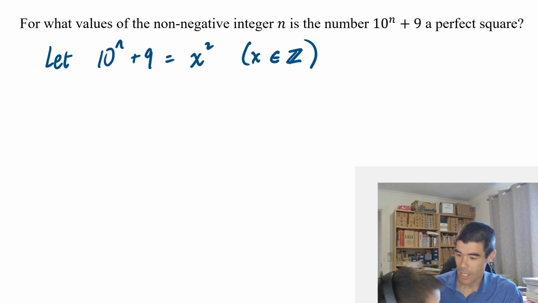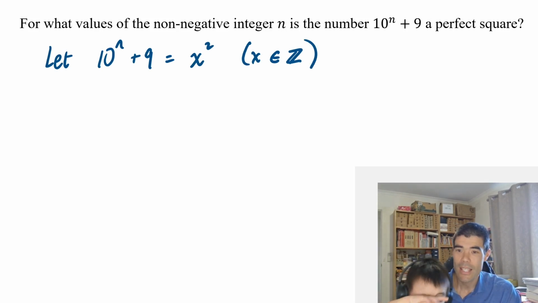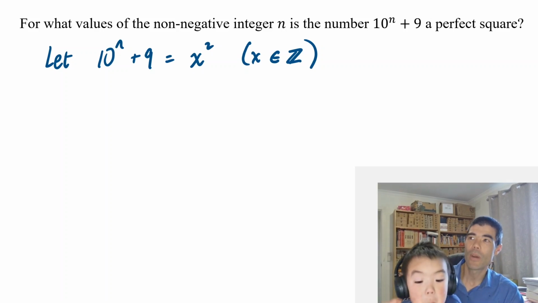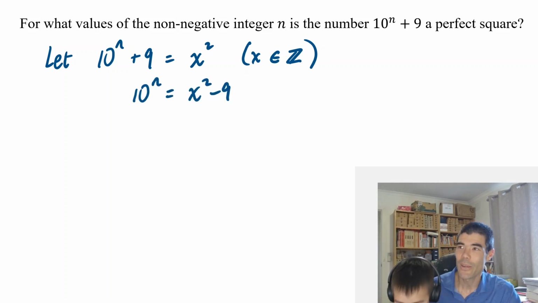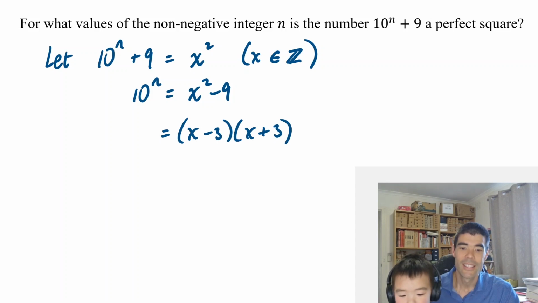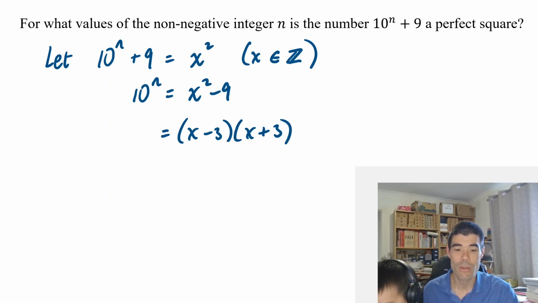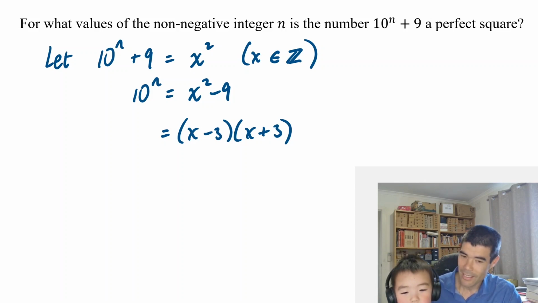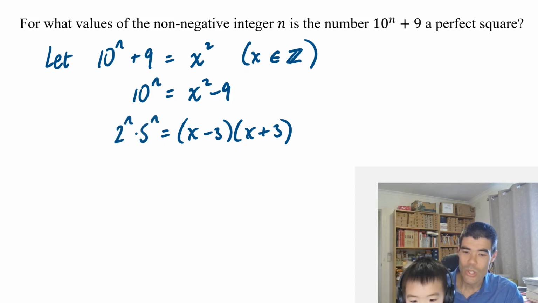I'll link to it in the description. What we can do is set up this equation, 10 to the n plus 9 equals x squared, where x has to be an integer. We can take away 9 on both sides and then factorize the right-hand side into x minus 3 times x plus 3. And we can factorize the left-hand side. 10 is 2 times 5, so the left-hand side becomes 2 to the n times 5 to the n.